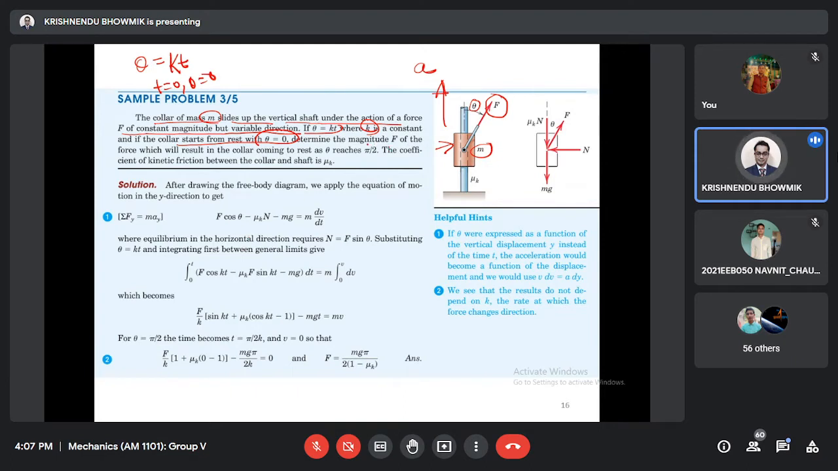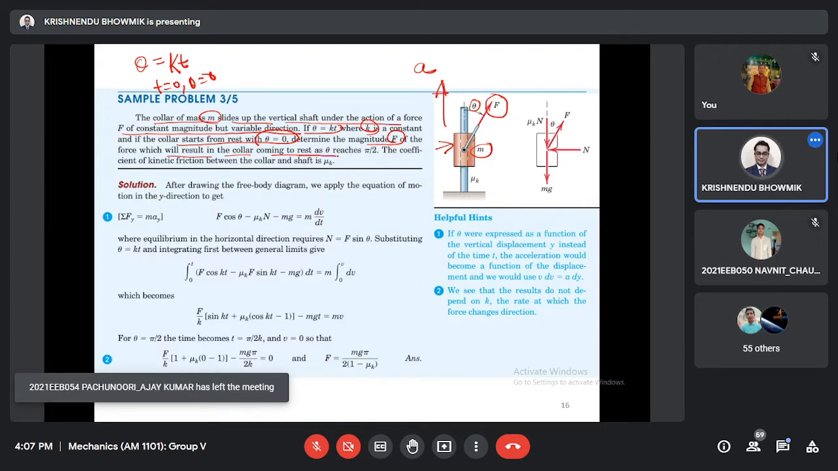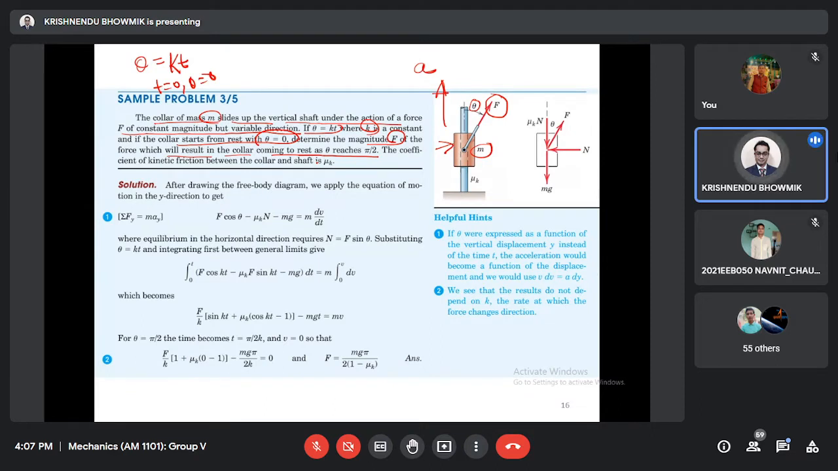Determine the magnitude F of the force which will result in the collar coming to rest when theta equals pi by 2. So finally v equals 0 when theta equals pi by 2. We have to calculate in that case what the force is.